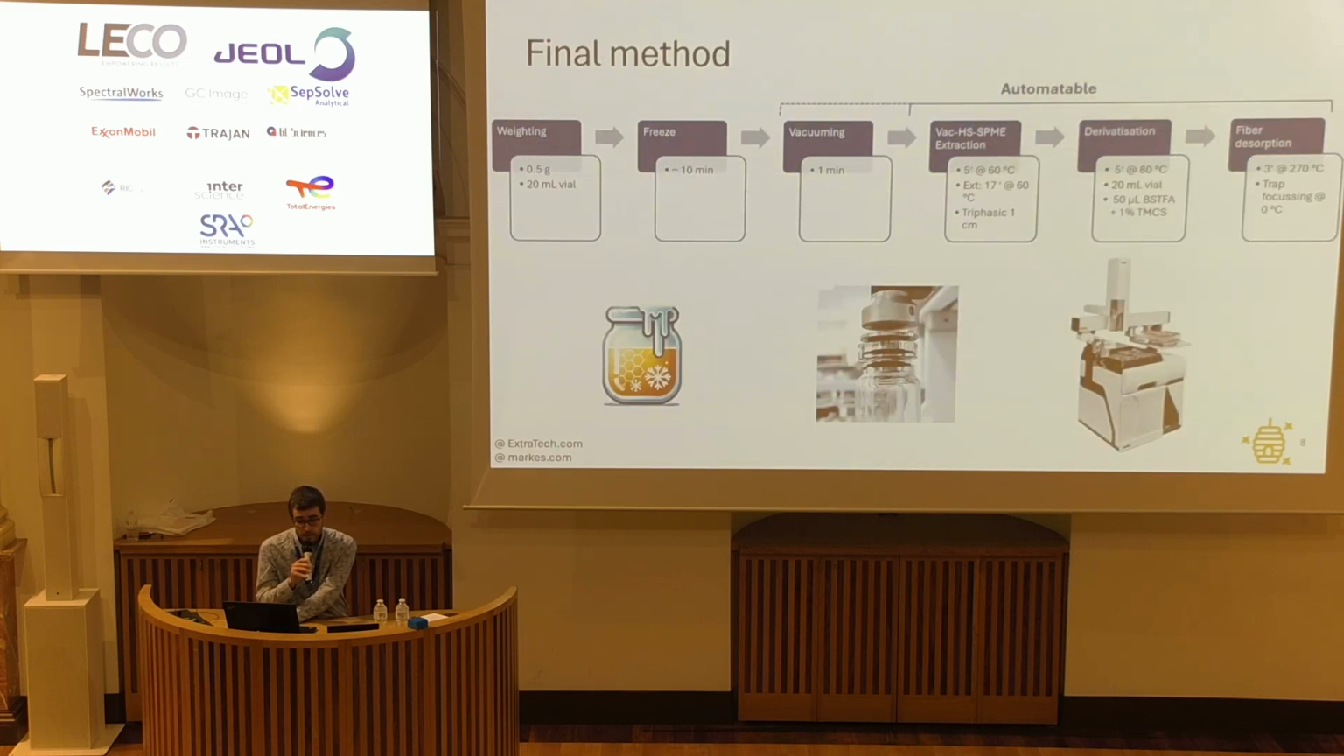So this is the overall method. First step, weighing. Then we have a freezing step that we use to decrease the volatility of compounds present in the sample to avoid the loss of them during the step of vacuuming. After there is the extraction, derivatization, and then the fiber desorption.